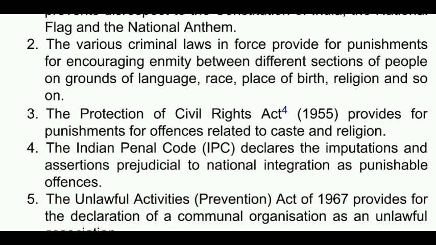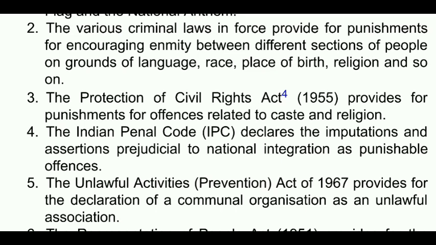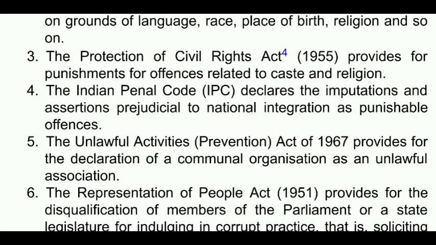Number 2. The various criminal laws in force provide for punishments for encouraging enmity between different sections of people on grounds of language, race, place of birth, religion and so on. Number 3. The Protection of Civil Rights Act 1955 provides for punishments for offences related to caste and religion. Number 4. The Indian Penal Code, IPC, declares the imputations and assertions prejudicial to national integration as punishable offences.